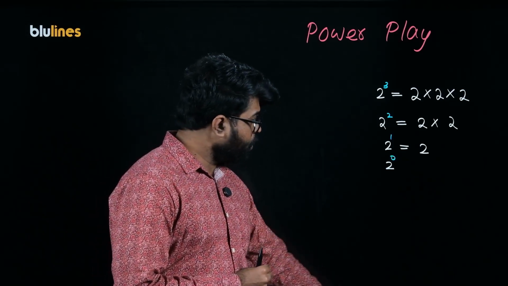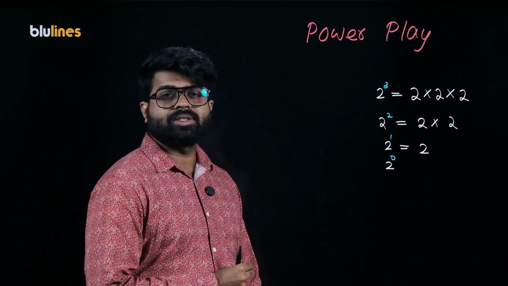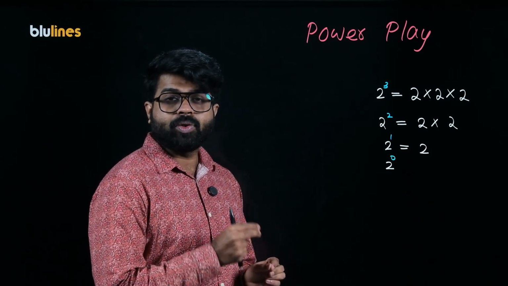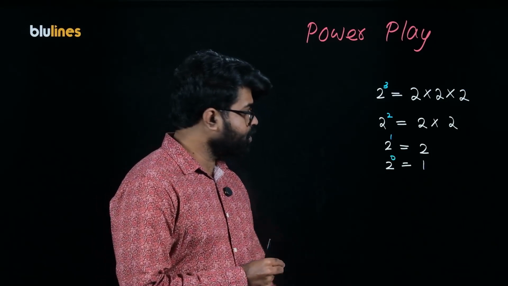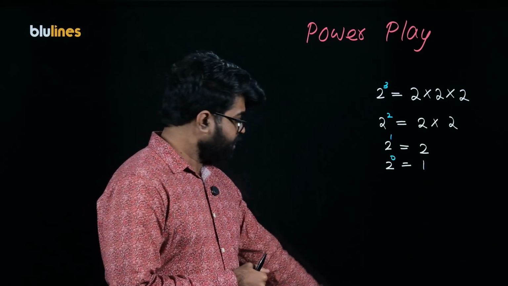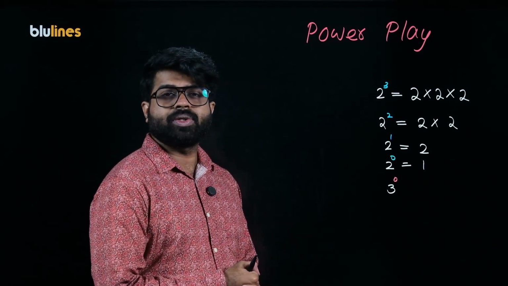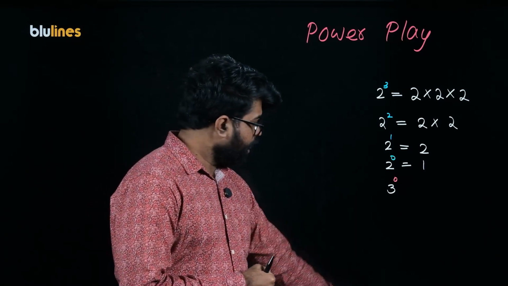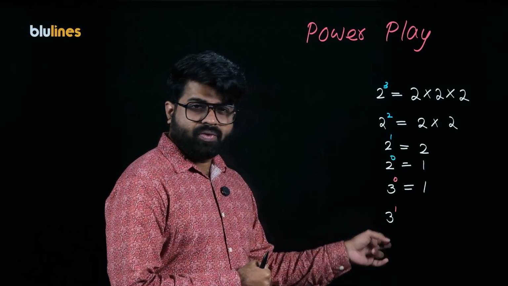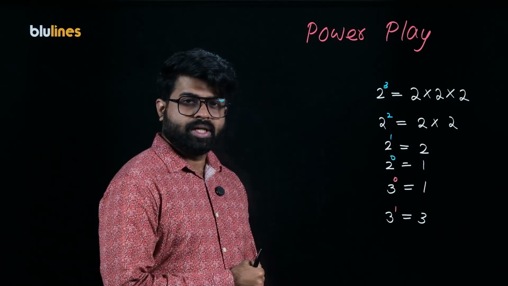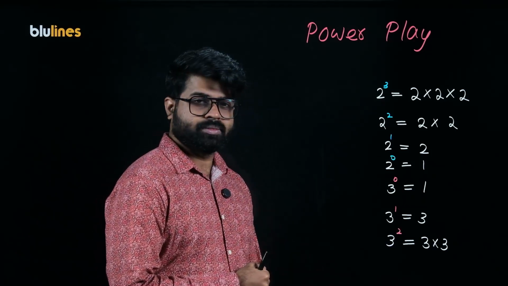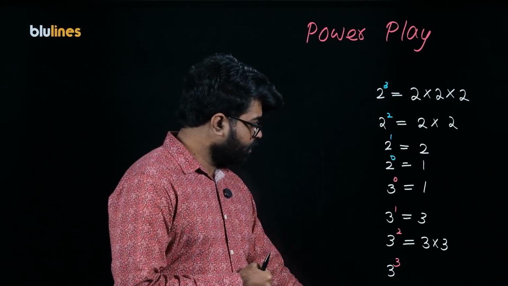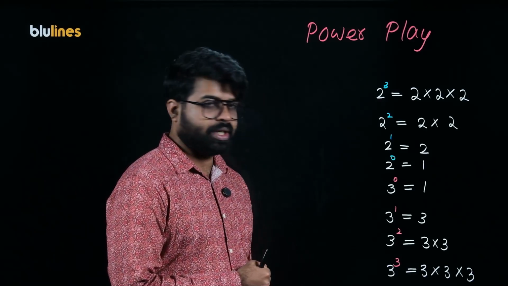Now next I have 2 raised to 0. 2 raised to 0 is equal to 1, because any number to the power 0, we take to be 1. So 2 raised to 0 is equal to 1. What is 3 raised to 0? 3 raised to 0 is also equal to 1. Now we know that 3 raised to 1 is equal to 3. Similarly 3 square is equal to 3 into 3. 3 cube is equal to 3 into 3 into 3.